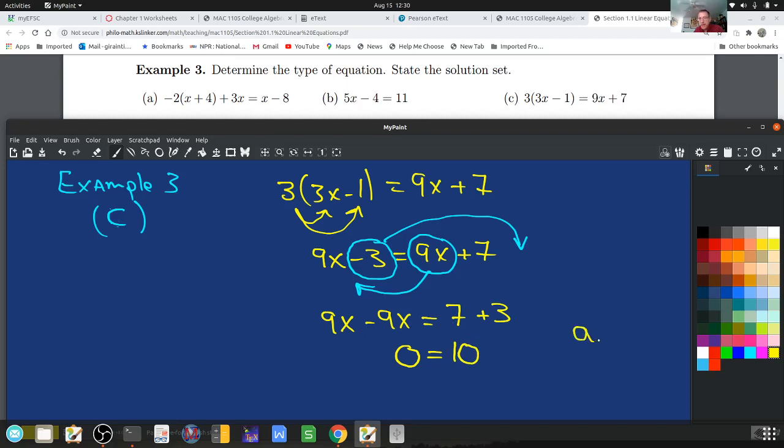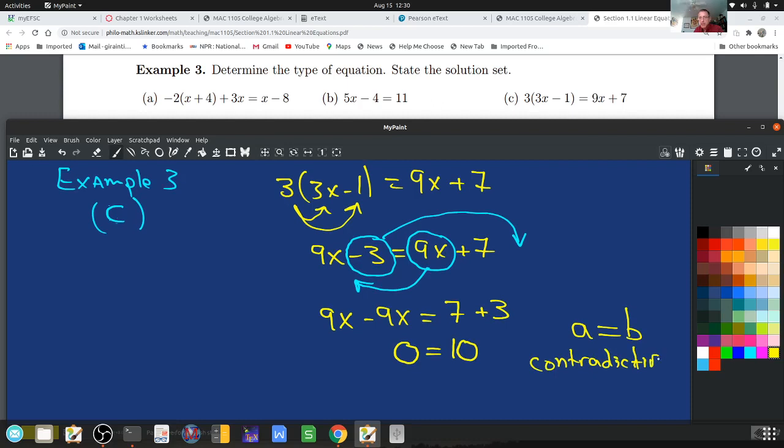This is a statement that says A is equal to B when A really isn't equal to B. So this is a contradiction. And what is the solution? Contradiction is no solution. I forgot our instructions were to write the solution set. So the solution set here is there are no solutions. You can write a solution set, an empty set that way, or you can use the symbol with the 0 and a slash. That means the empty set.